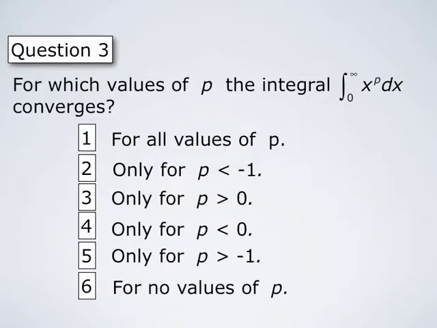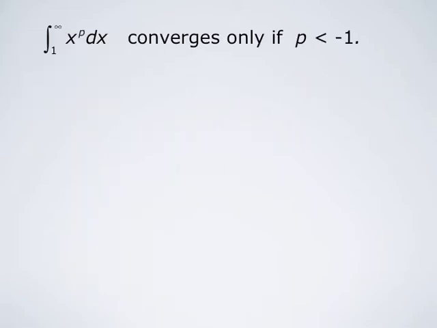After the very good success with question 2, students felt happy and confident. And then came question 3: for which values of p does the integral from 0 to infinity of x to the power p dx converge? Now here the answer choices are the same as before. And now we know that the integral from 0 to infinity of x to the power p dx converges if and only if both integrals, from 0 to 1 and from 1 to infinity, converge. So by the previous question, the integral from 1 to infinity of x to the power p dx converges only if p is less than -1.